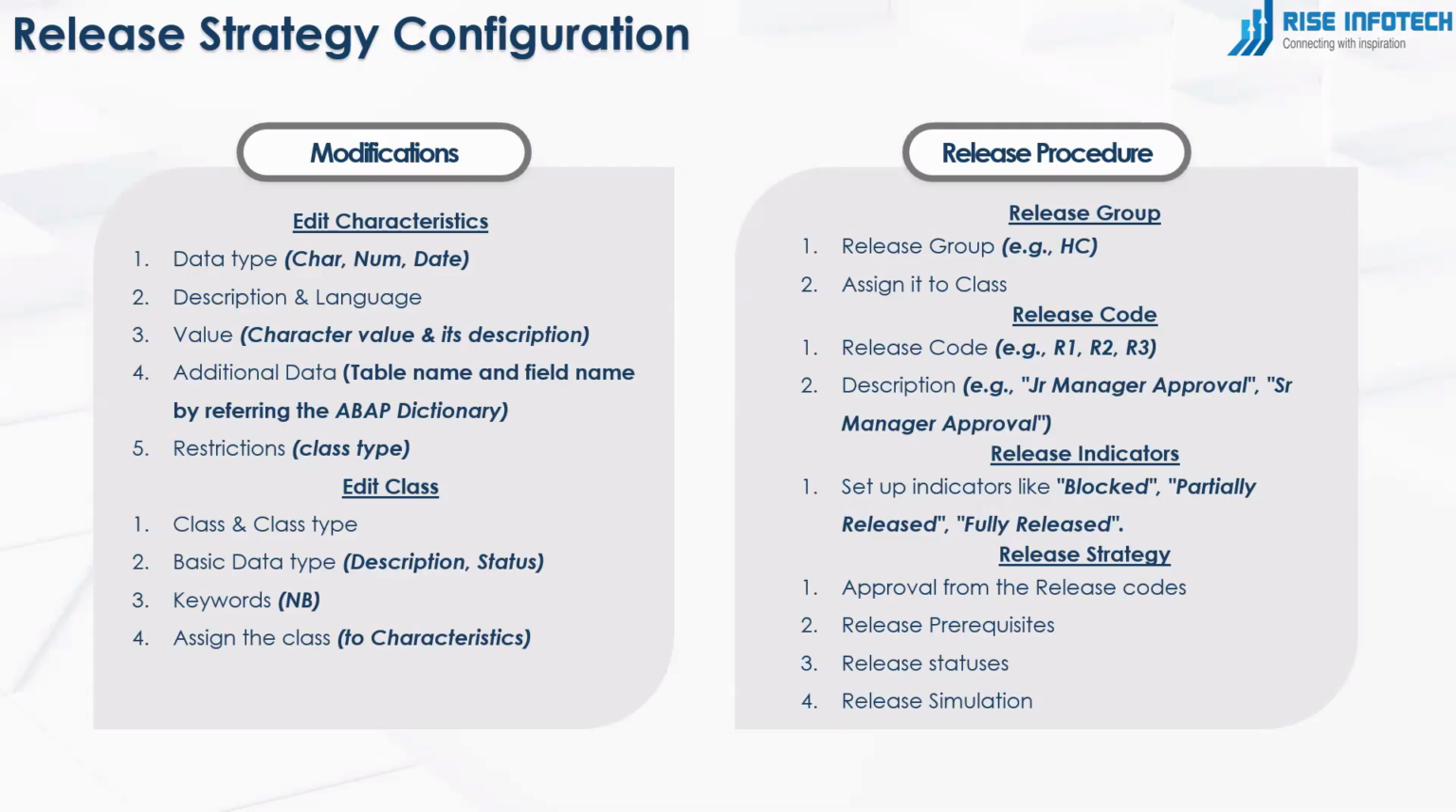Next is a release indicator. So release indicators, mainly we can provide the status of the PO. So either it is blocked, cancelled, or released. It is partially released. So those come under the release indicators. So release strategy. So it is the approval from the release codes. That is the hierarchy which we mentioned. Either it is if the hierarchy in the company comes with TL, junior manager, senior manager, director. So those are some of the examples. So we have some release prerequisites, release status, and release simulation.